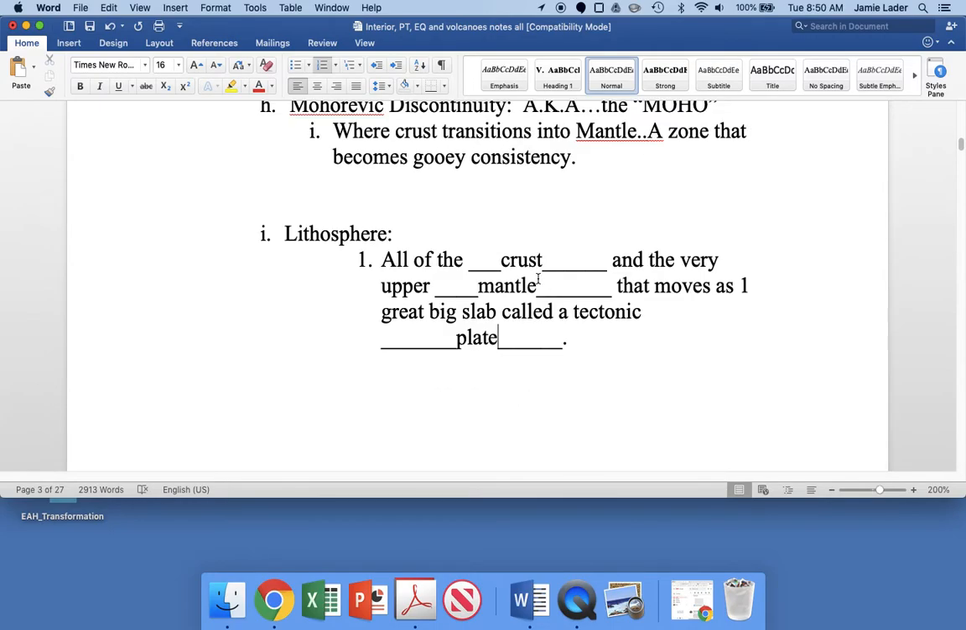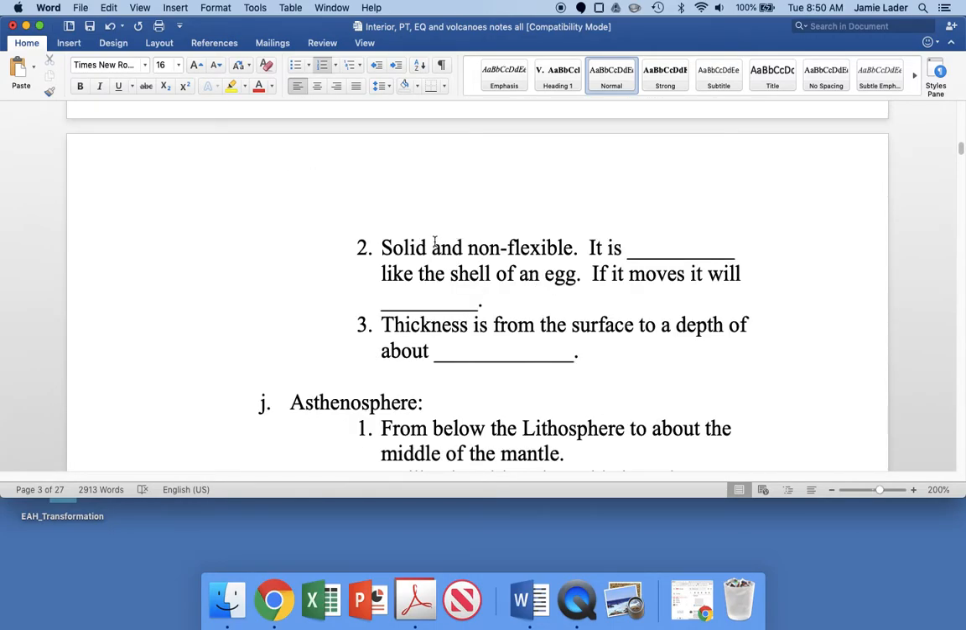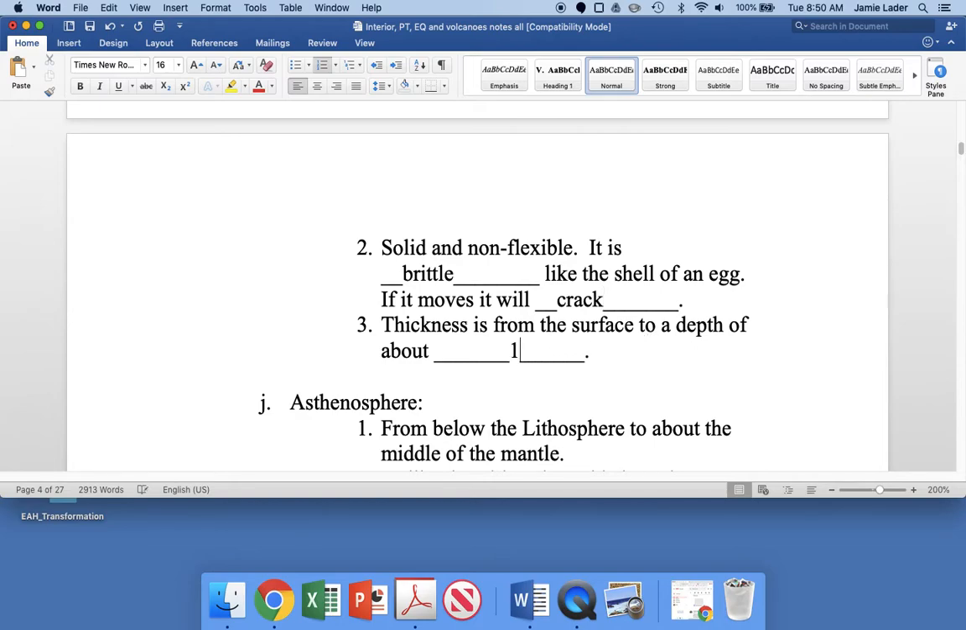Same thing with the lithosphere here. More properties: it is solid and non-flexible. It is brittle, like the shell of an egg. If you break it, it's going to crack. So if it moves, it will crack. And that's why you have all these cracks in the surface of the Earth. The thickness is from the surface, where you are right now, to a depth of somewhere around 100 kilometers, about 60 miles. It depends where you are. It could get a little thinner, it could get a little thicker.